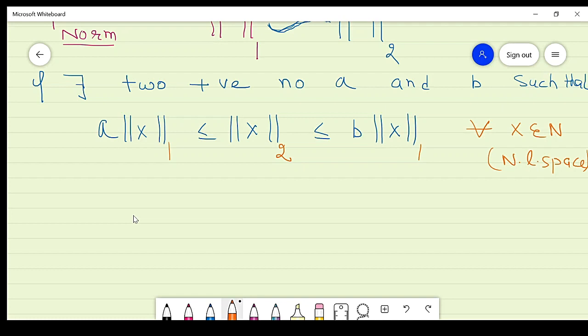In order to prove that statement, we will have some proof, which we will do later on. Now just remember here the definition of equivalent norm on a normed linear space. That is very, very important.